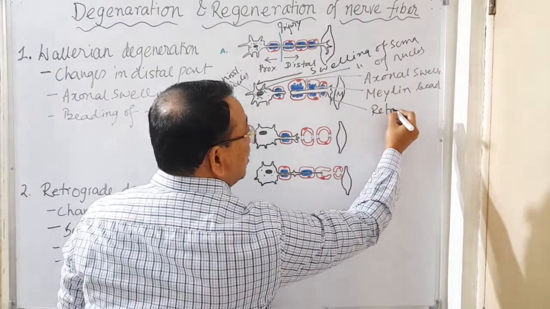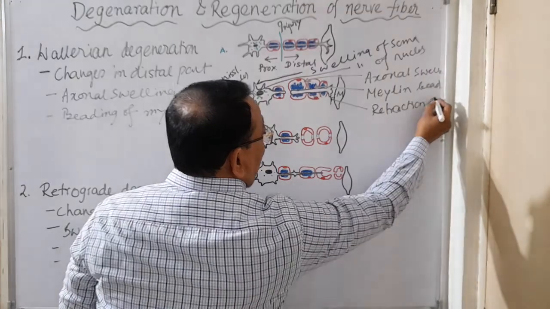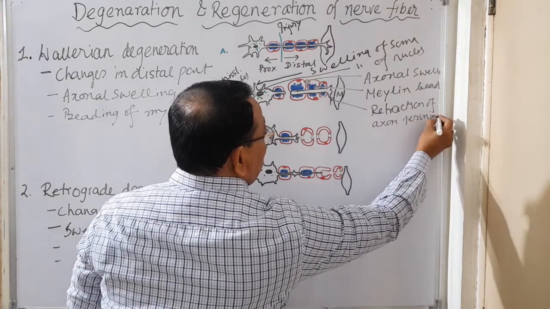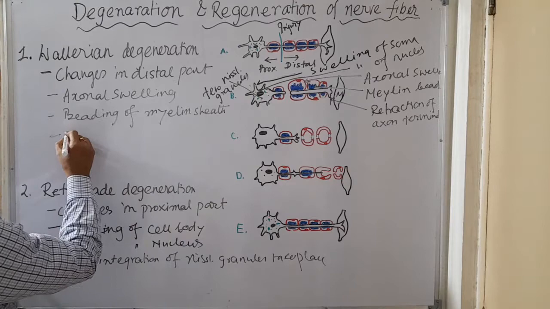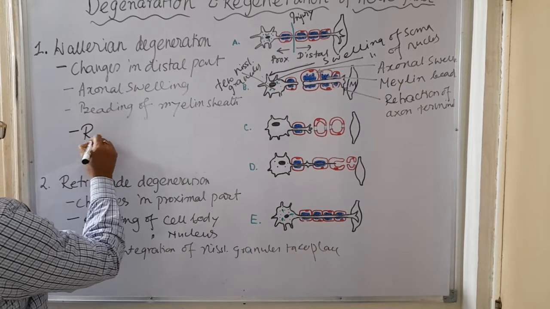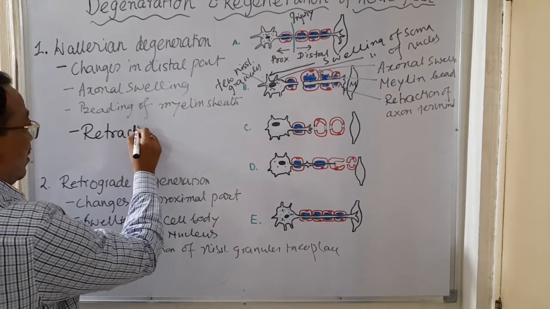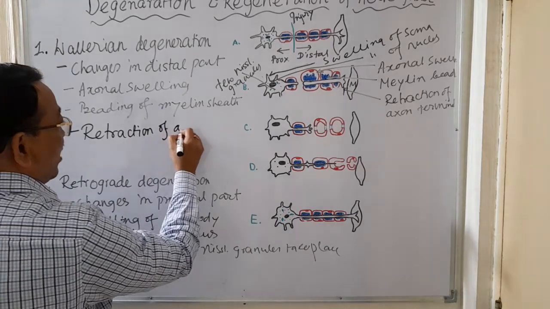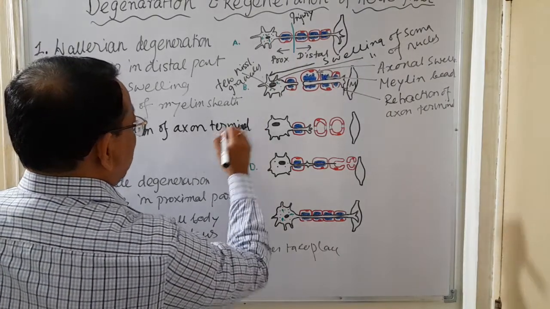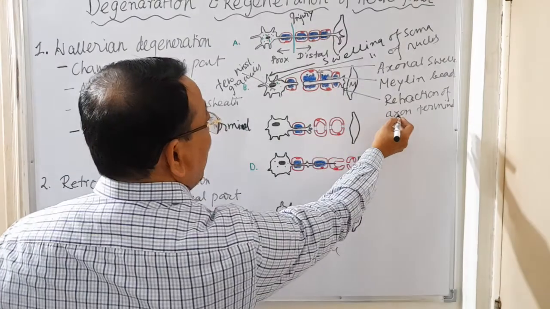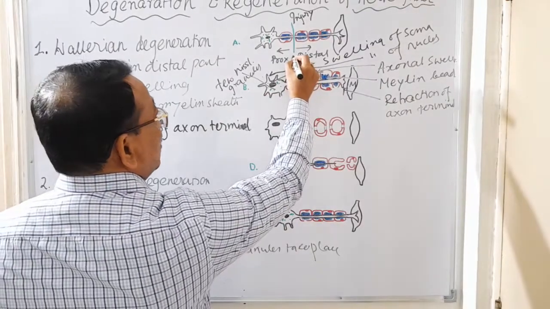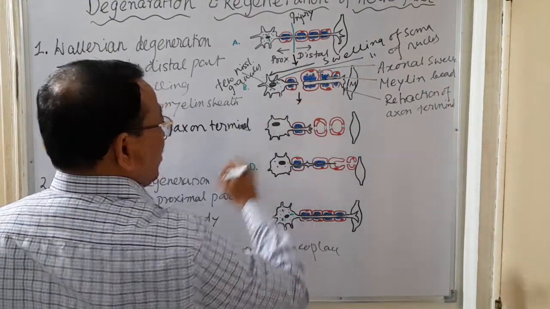That means retraction of the axon terminal also takes place. Now in the next step, what happens?